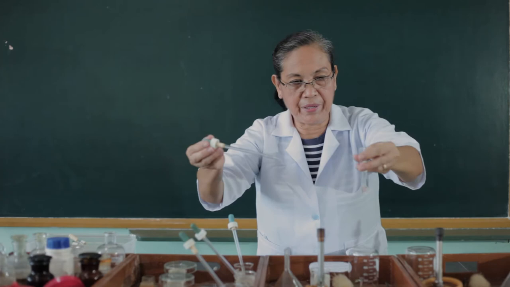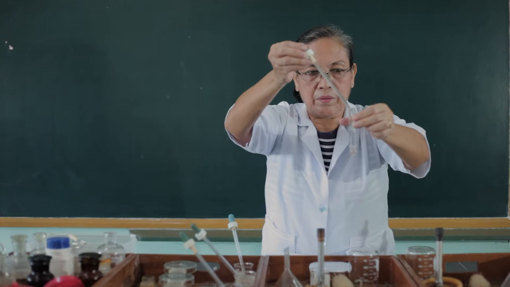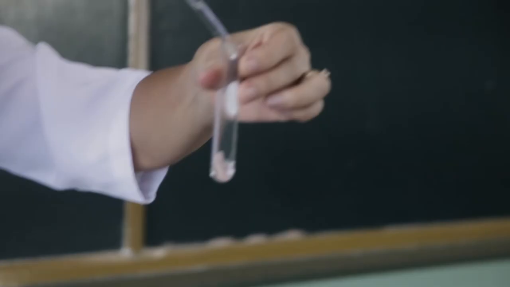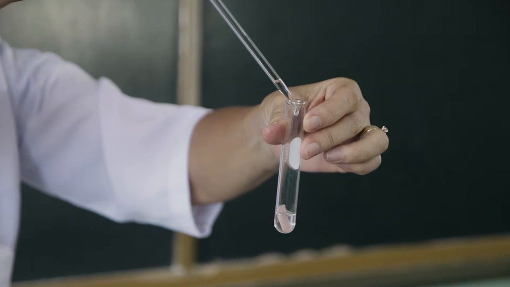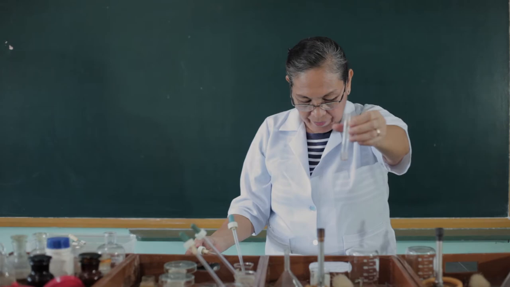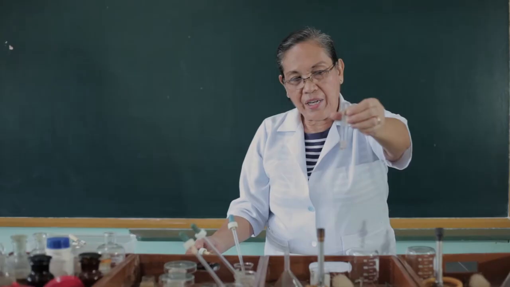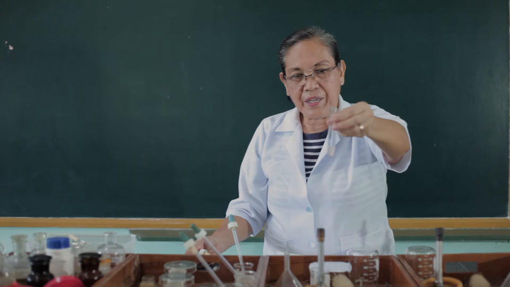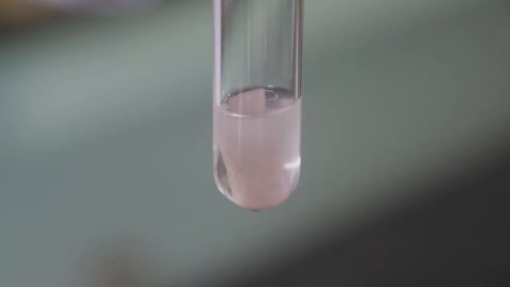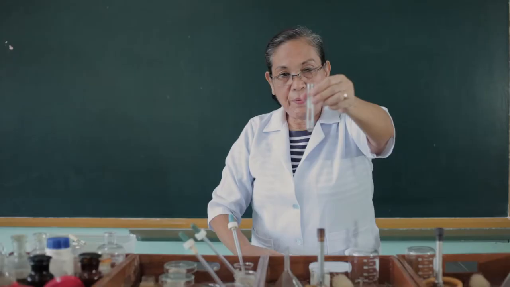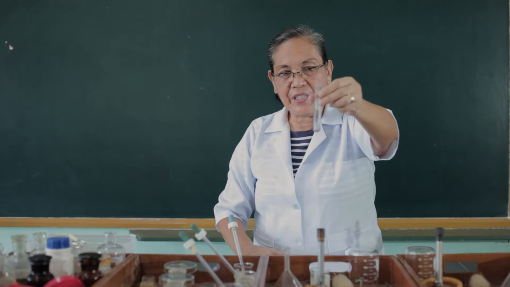Kindly observe what happens. So you notice that there is a faint precipitate that is formed. And because there is a faint precipitate that is formed, this is an indication that fluoride is present. We will remove the precipitate, and to the filtrate, we will treat it with silver nitrate.